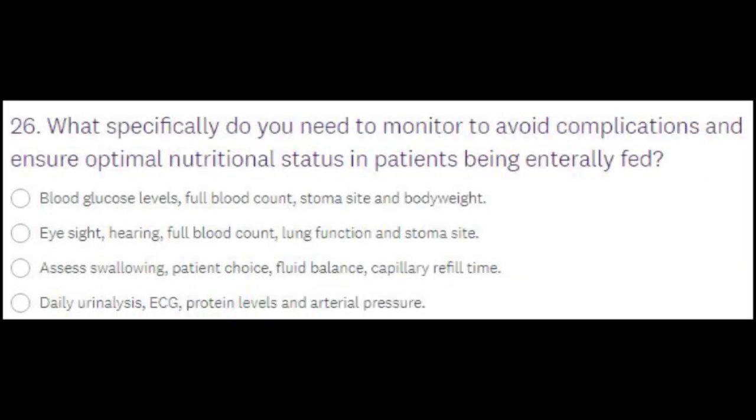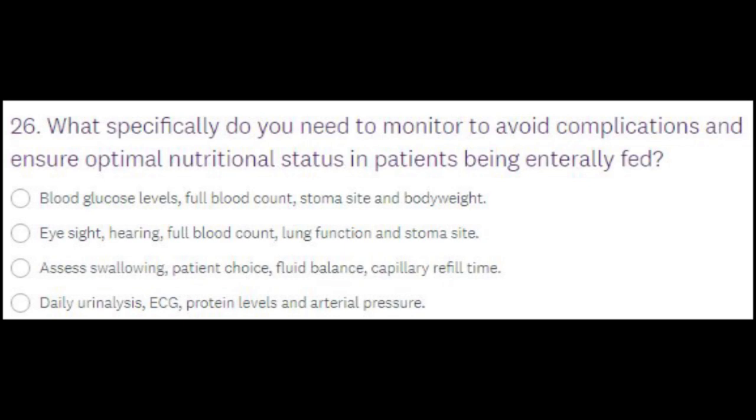Question number 26. What specifically do you need to monitor to avoid complications and ensure optimal nutritional status in patients being enterally fed? Option A, blood glucose levels, full blood count, stoma site and body weight. Option B, eyesight, hearing, full blood count, lung function and stoma site. Option C, assess swallowing, patient choice, fluid balance, capillary refill time. Option D, daily urinalysis, ECG, protein levels and arterial pressure.